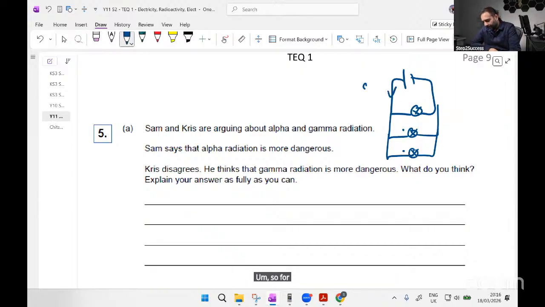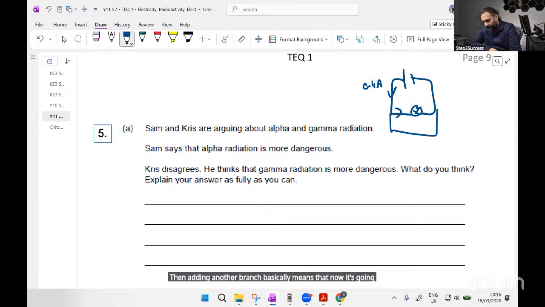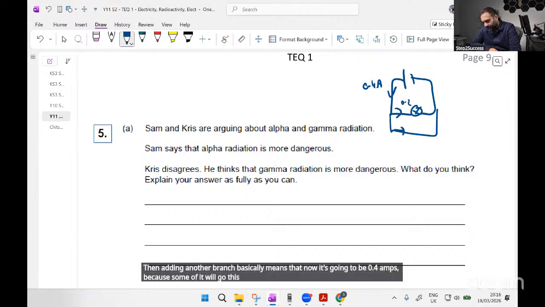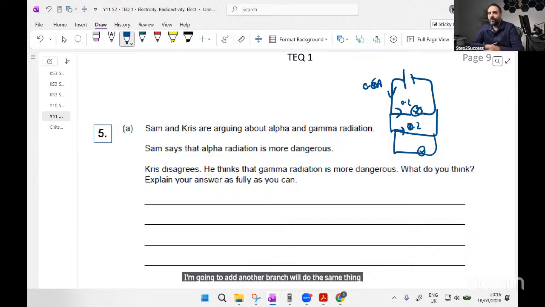So for example, if it was 0.2 amps originally, then adding another branch basically means that now it's going to be 0.4 amps because some of it will go this way and some of it will go this way. And then adding another branch will do the same thing. So it'll increase the total current in the circuit.